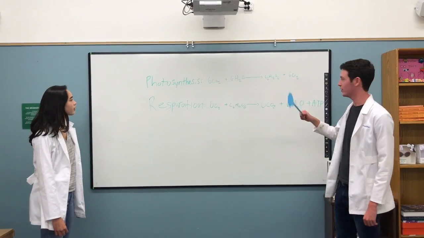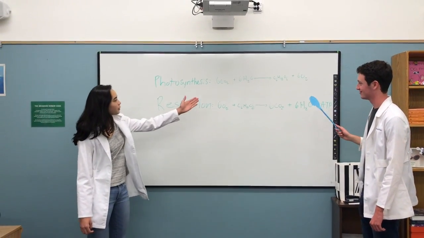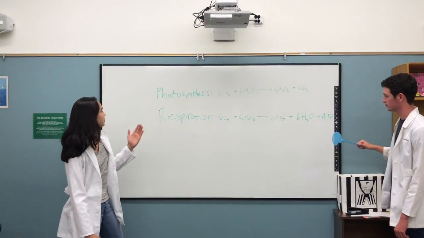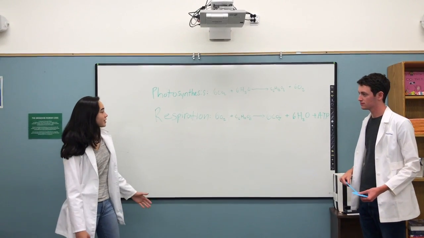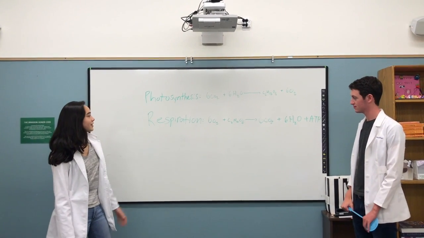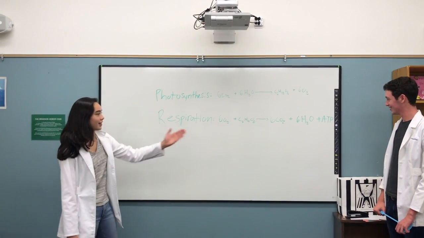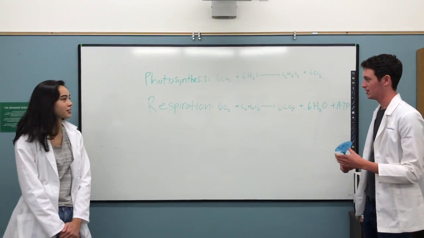Let's begin with our basic equations. Photosynthesis, which is 6 CO2 plus 6 H2O yielding C6H12O6 plus 6 O2. And then cellular respiration is 6 O2 plus C6H12O6 yielding 6 CO2 plus 6 H2O and ATP. Well put, Lauren. But which cells can perform either of these processes?